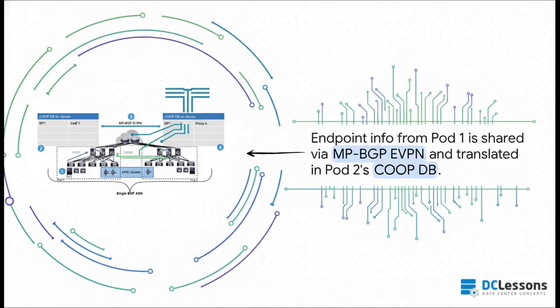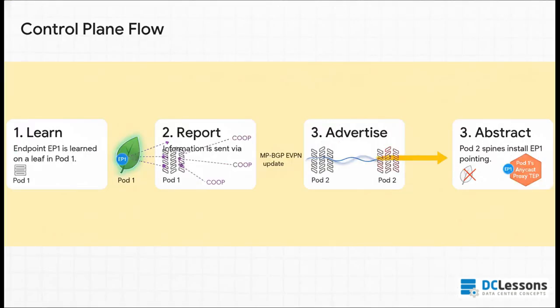And this is where it all clicks together. We see the journey of information from a device in Pod 1 all the way to the brains of Pod 2. And what's really brilliant here isn't just that the info gets shared, it's how it's abstracted. This is the secret to making the whole thing stable and scalable. Let's follow the data. So, check this out. Step 1, an endpoint EP1 shows up on a leaf in Pod 1. Step 2, that leaf immediately tells its local spines via COOP. The spines say, got it, EP1 is on this specific leaf.